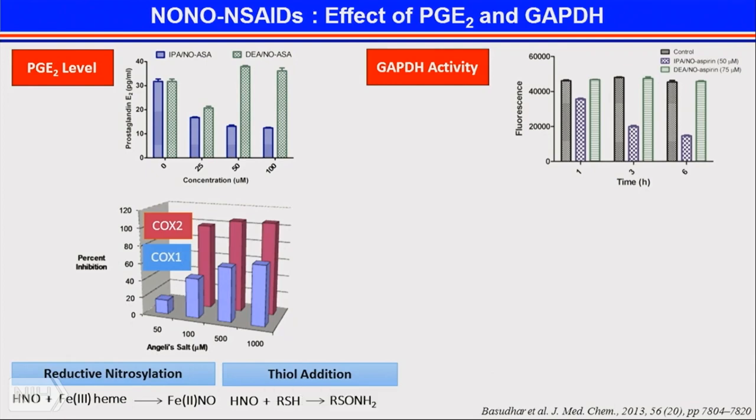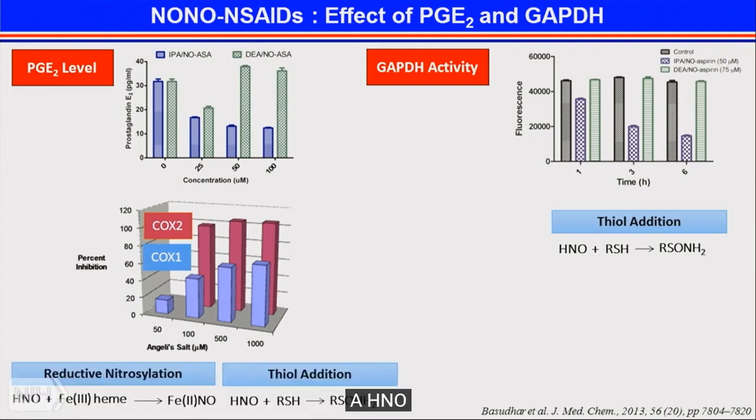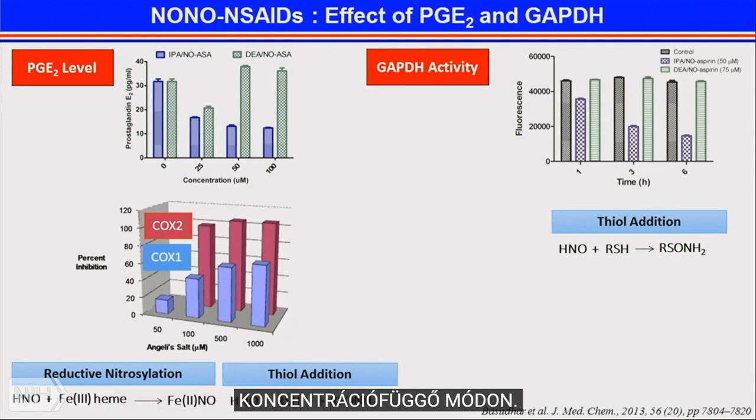for different HNO-donating molecules. We also investigated the effect of HNO-releasing ipanoaspirin and dinoaspirin on GAPDH. We found that ipanoaspirin inhibited GAPDH activity in a concentration-dependent manner, while dinoaspirin did not show any effect. This has been shown to be due to the inhibition of a critical thiol residue at the active site, which reacts with HNO to form this sulfinamide residue, and this is an irreversible modification.